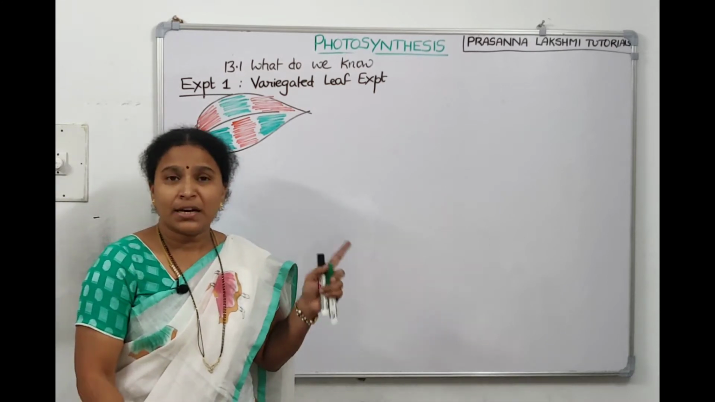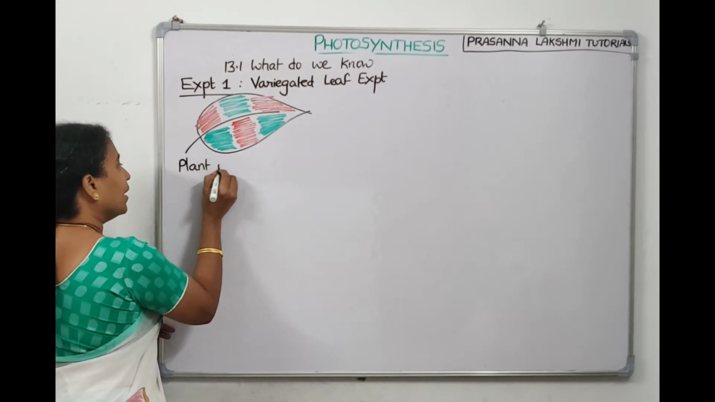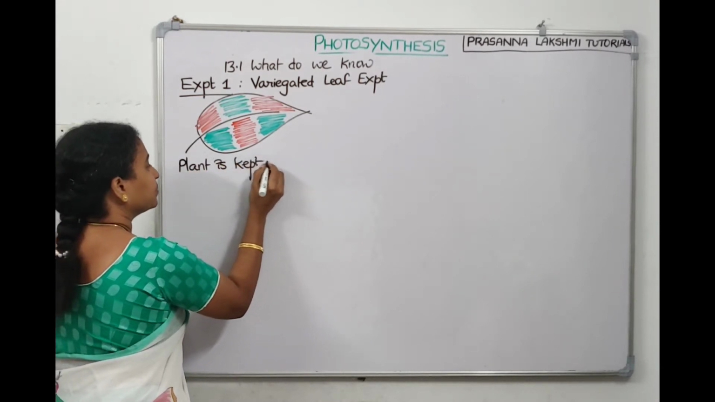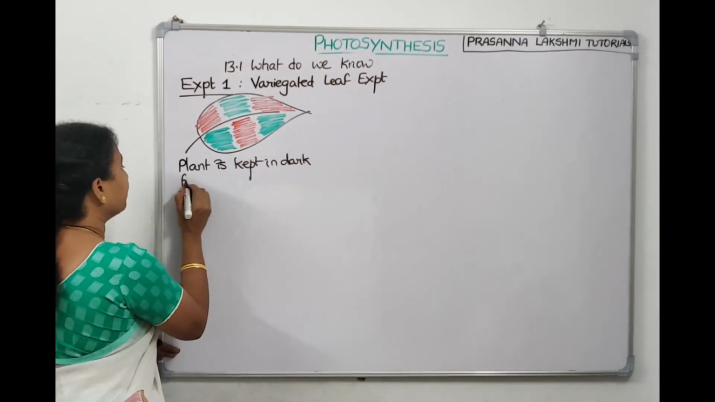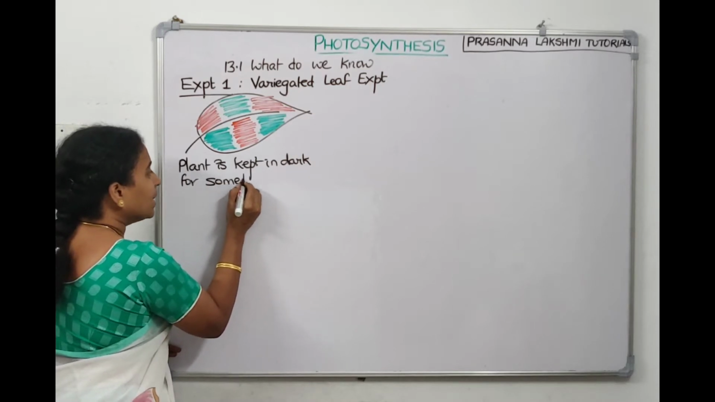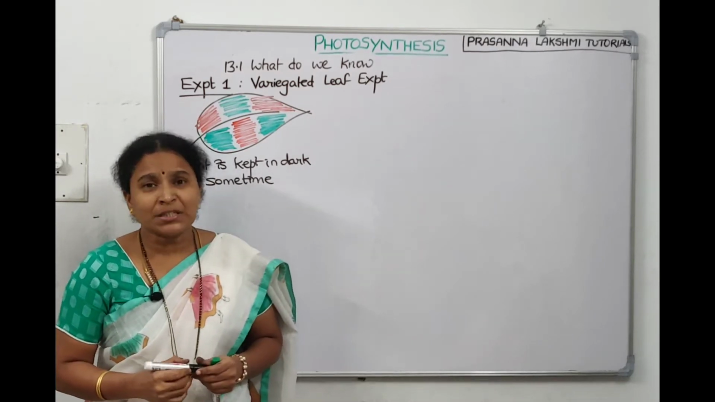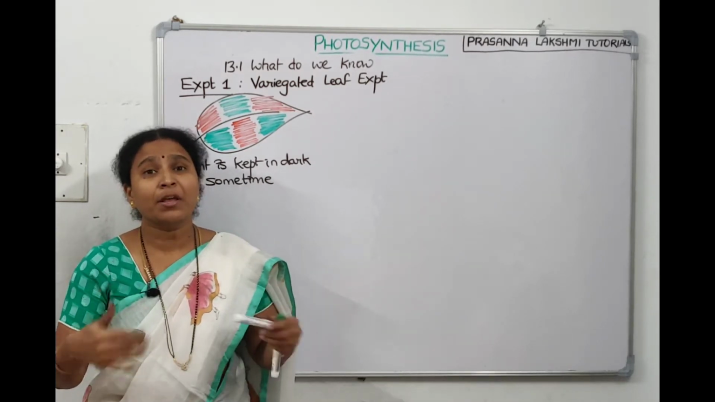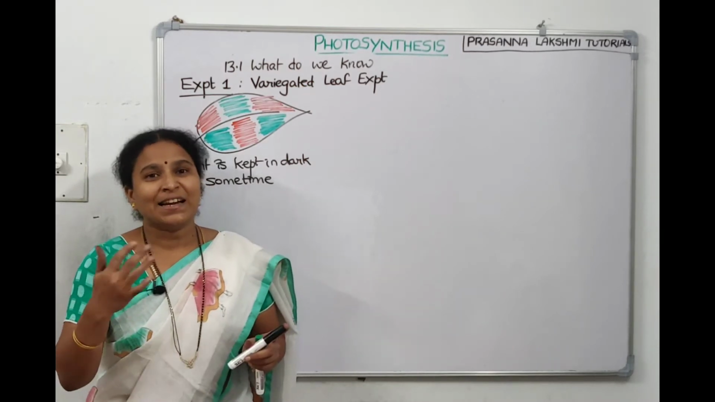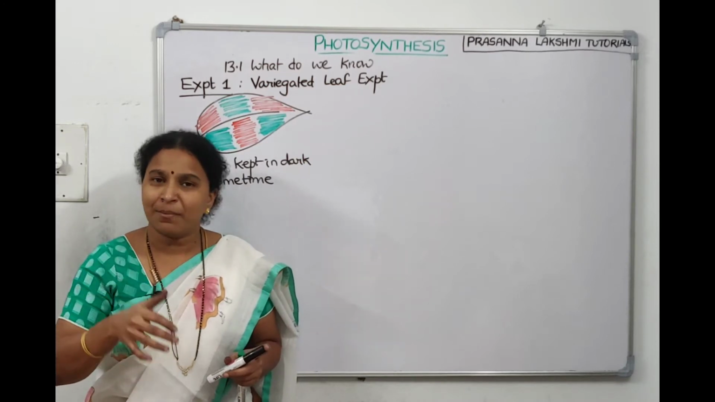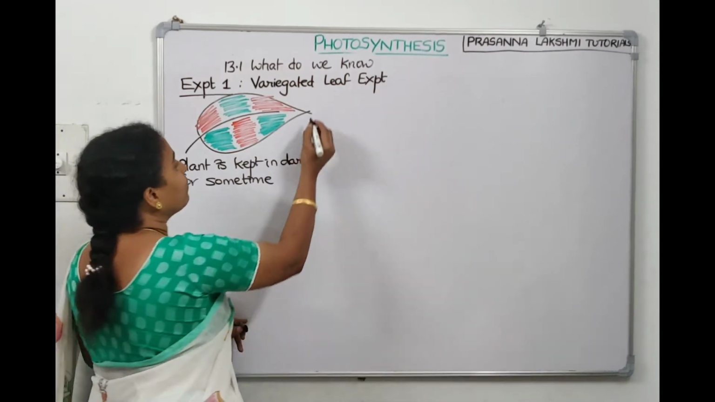Now this plant containing the variegated leaf is kept in the dark. Why did they keep it in the dark for some time? When you keep the plant in the dark for some time, the starch reserves will be used up, because in the dark the plant cannot do photosynthesis. If it is not doing photosynthesis, it will consume the reserve food material, so all the starch will be used up. After checking that all the starch has been used up, we will take the plant.